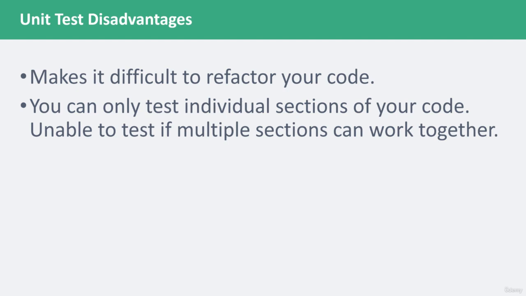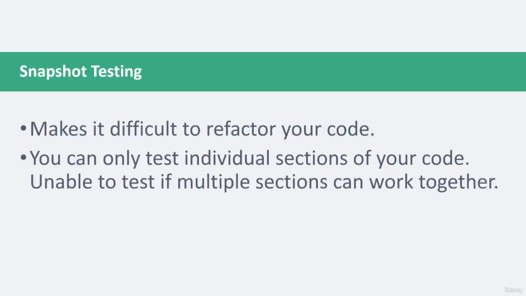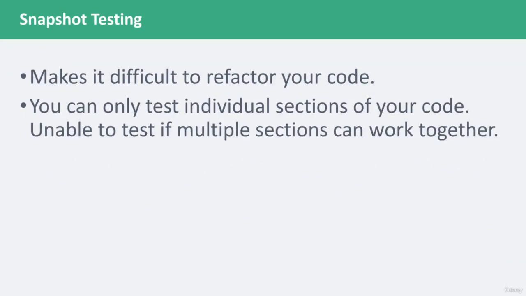The parts of a machine can work, but what if they can't work together? This can render our tests useless. There is a way to get around this, but I'll explain in a moment. Let's talk about the last type of testing, called snapshot testing.